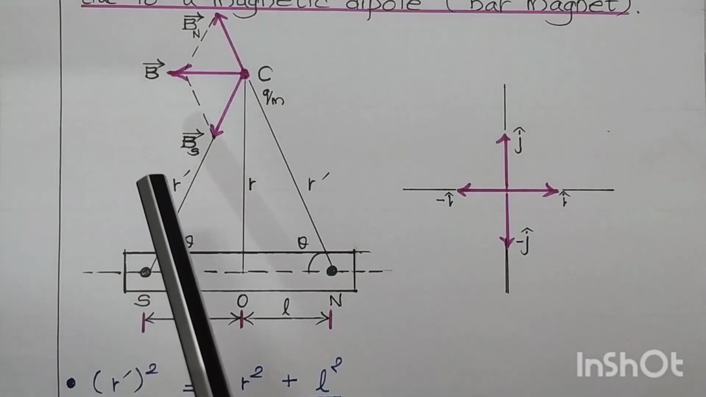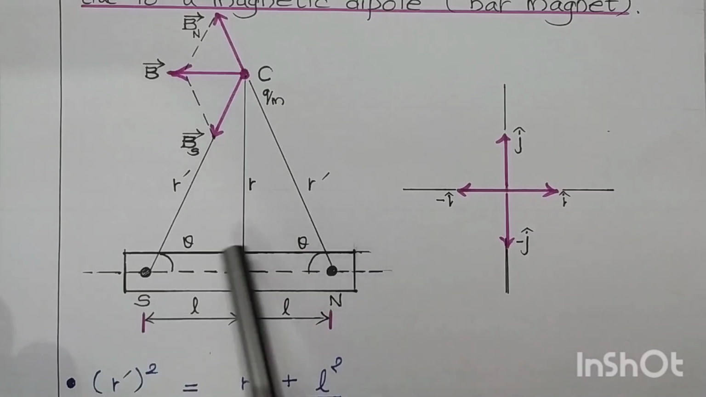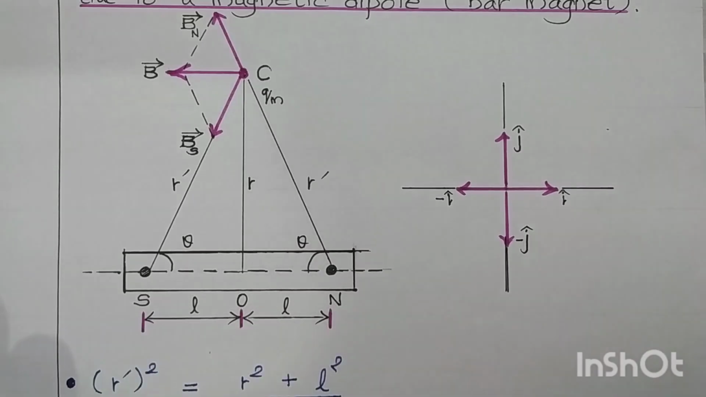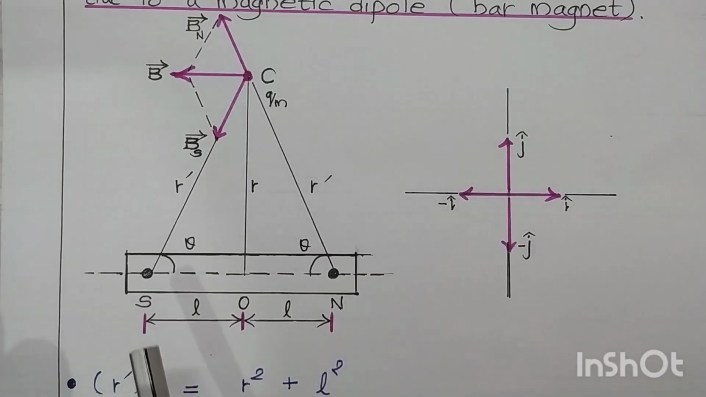Now, here comes the diagram. This is the bar magnet and these are its two poles, south pole and north pole, and this is the geometrical center of this bar magnet, O. Now the distance between the south pole and O is L, and from O to N it is another L. So altogether the magnetic length of this magnet is 2L.